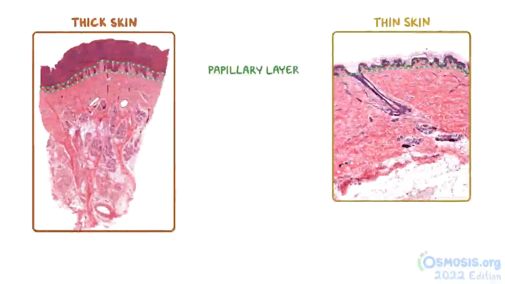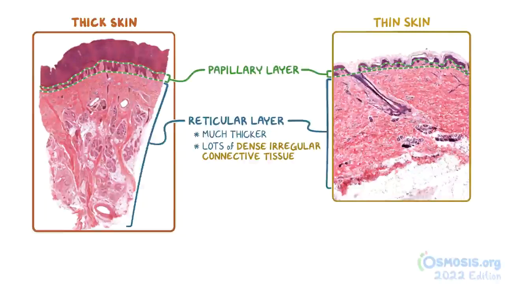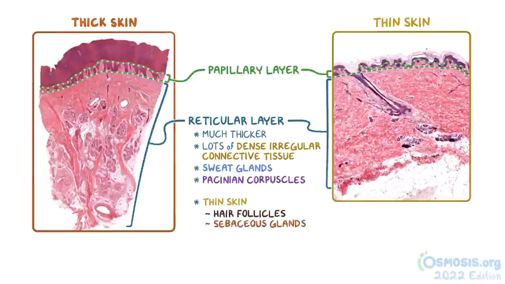The papillary layer is the outer portion of the dermis that includes the dermal papillae, but the rest of the dermal layer is called the reticular layer. This layer is much thicker and contains a lot of dense irregular connective tissue, but this is also where many of the specialized structures of the skin are located, such as sweat glands and sensory receptors called Pacinian corpuscles. In addition to these structures, thin skin will also have hair follicles, sebaceous glands, and erector pili within the reticular layer.